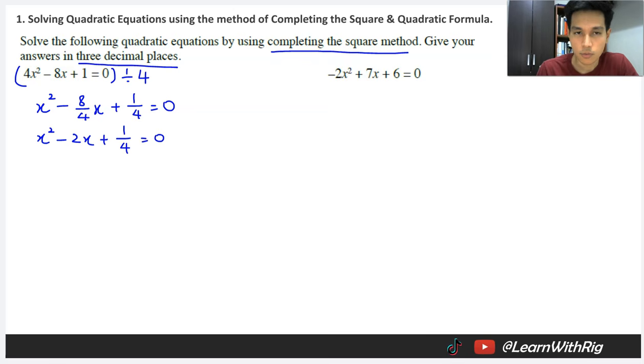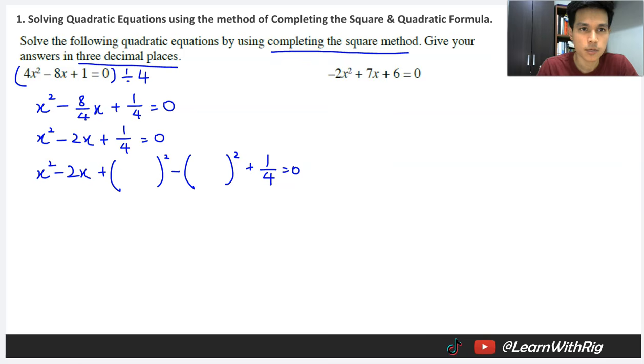Now what you're going to do is write the first 2 terms in front here, the x squared value and the x value. So x squared minus 2x. Then you're going to add plus, 2 brackets, squared. And then you write the last number here, which is plus 1 over 4 equals 0. So you're going to write this.